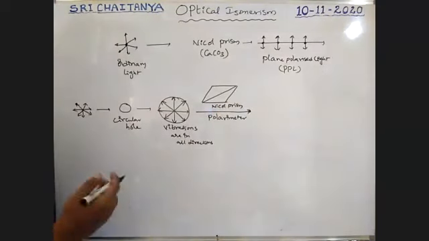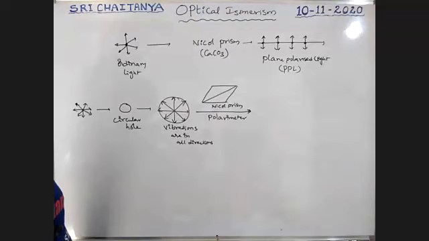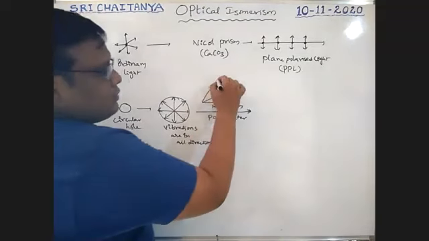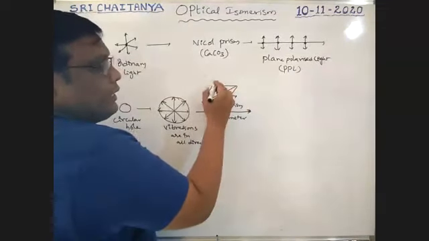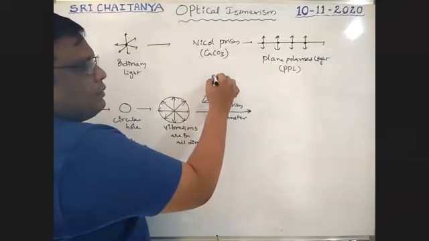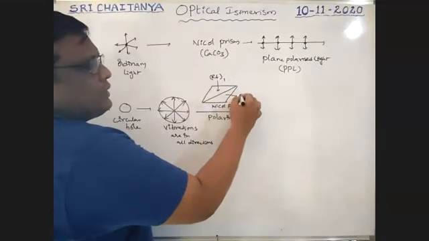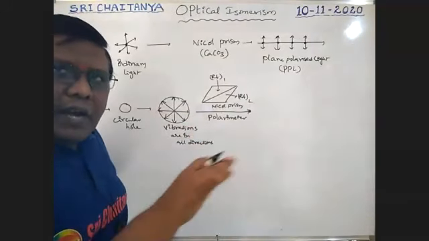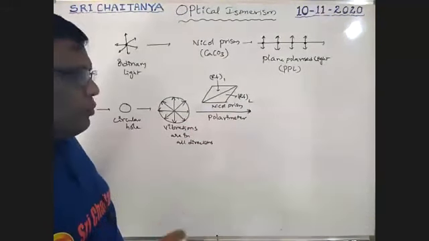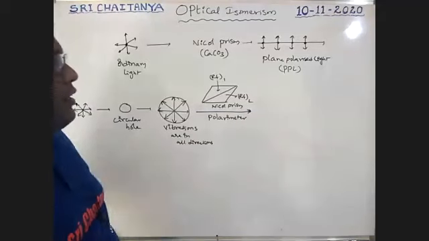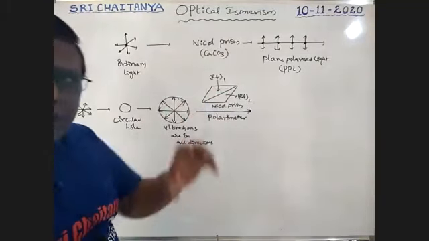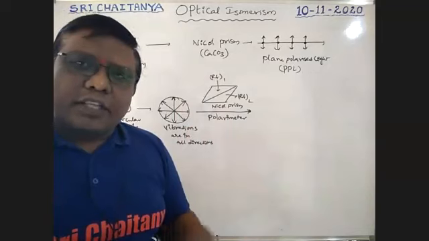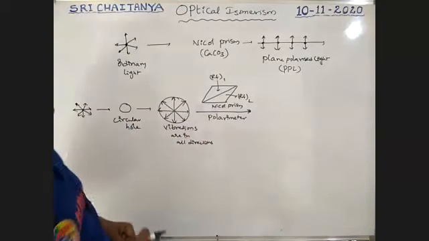Nicol prism is made with CaCO3, boys. This Nicol prism has two halves, with refractive index 1 and refractive index 2. So the two parts have different refractive indices. It is a special type of prism made with CaCO3. That is the Nicol prism.